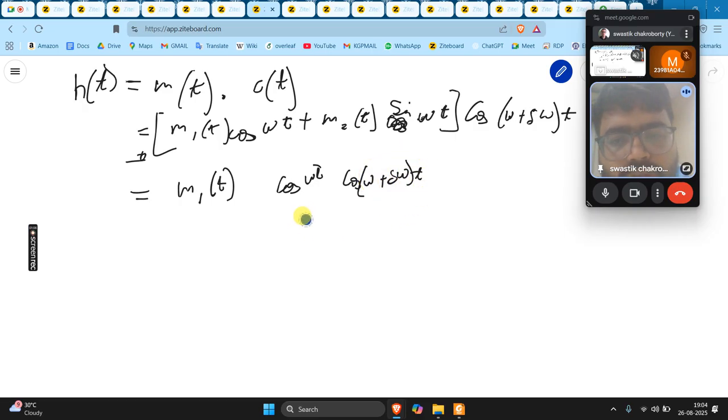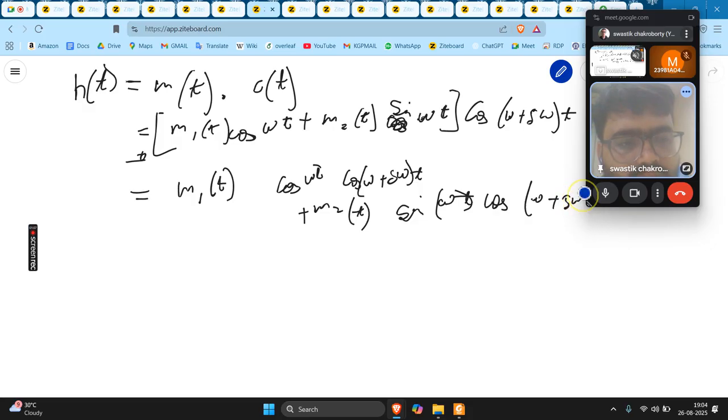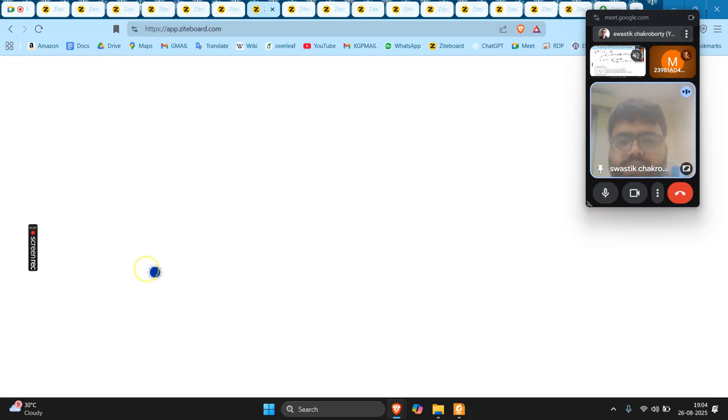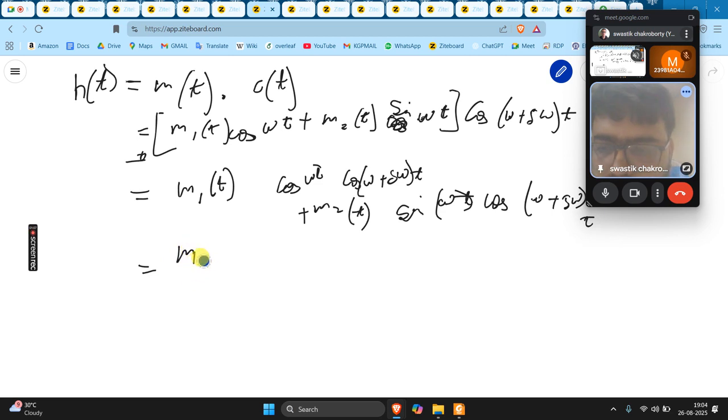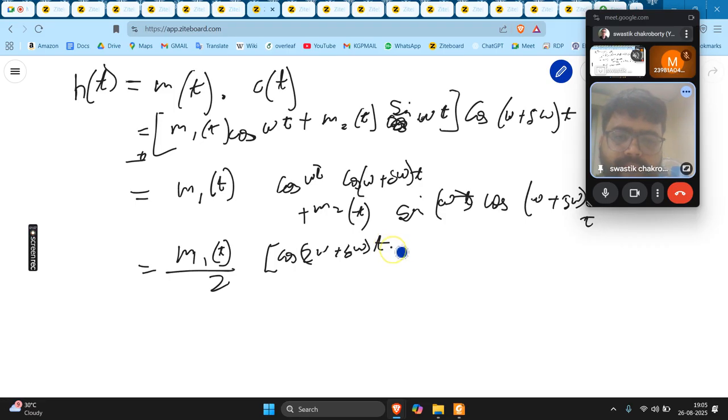plus m2(t) sin omega t cos (omega plus delta omega) t. Now we will use trigonometric identities. So this will be m1(t) by 2. Here it is 2 cos A cos B, which is cos(A plus B) plus cos(A minus B). So cos A plus B is cos of (2 omega plus delta omega) t, plus cos of delta omega t.